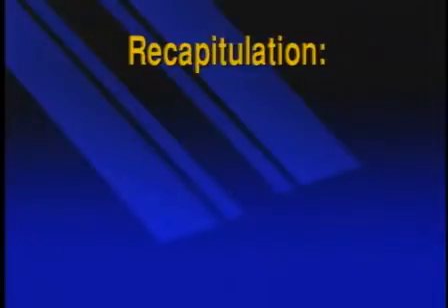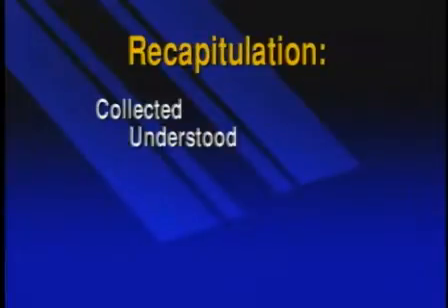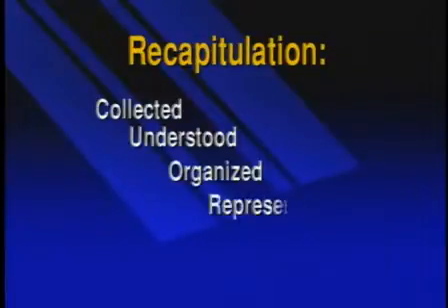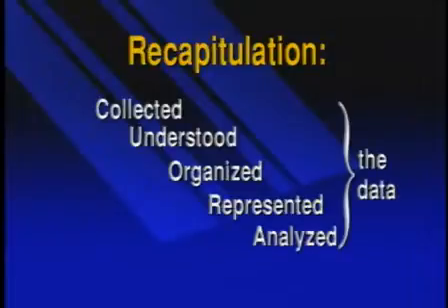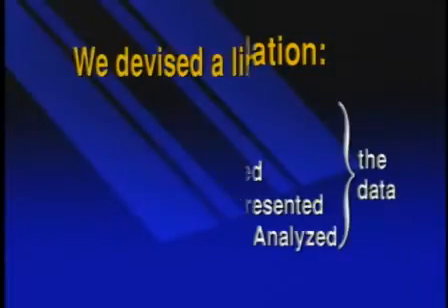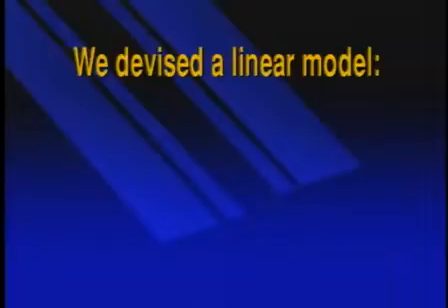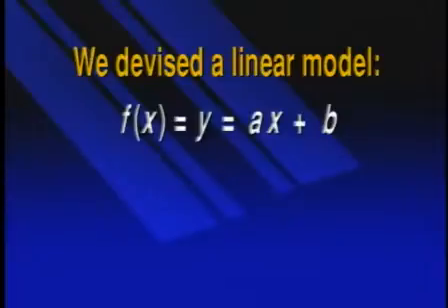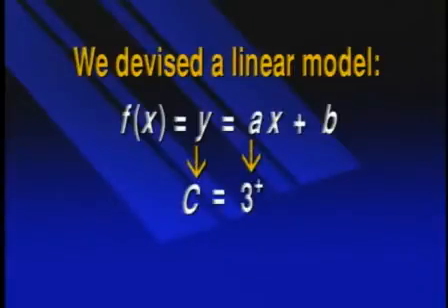Let us recap what we have learned. We collected data, we understood the data, we organized it, represented it, and analyzed it. We then devised a linear model. We found f of x, or y, equals ax plus b, where y was the circumference, a was the value that was a little bigger than 3.